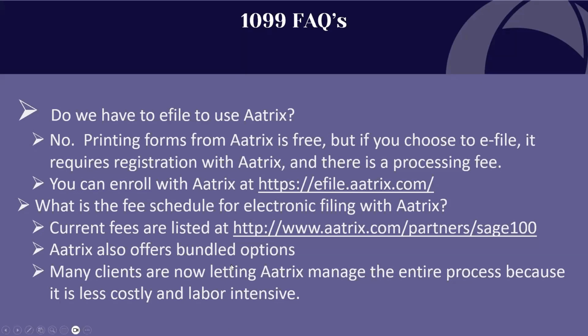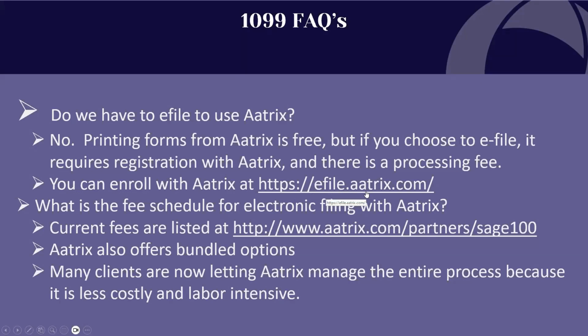And then here is where you can go ahead of time and make sure you're enrolled. You just go to https://efile.atrix.com and set yourself up. And then also from there, after you have submitted, you can use that to go in and check the status of your filings to make sure things have made it to the IRS.